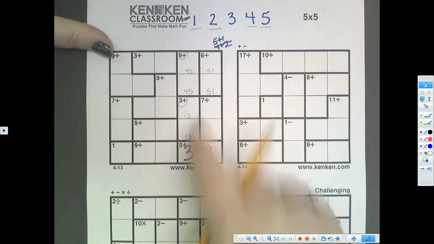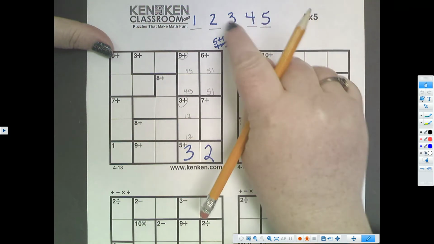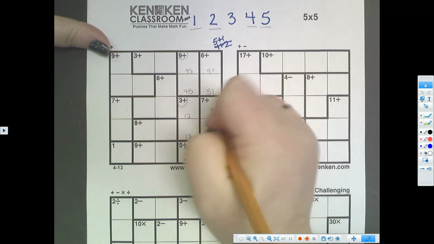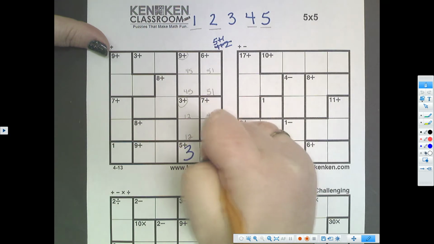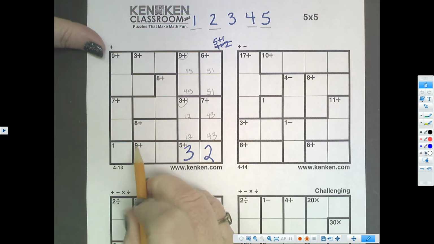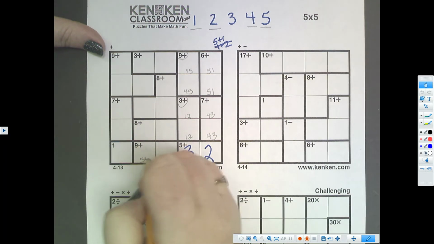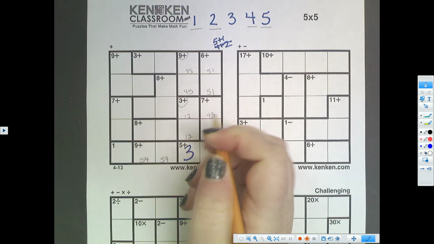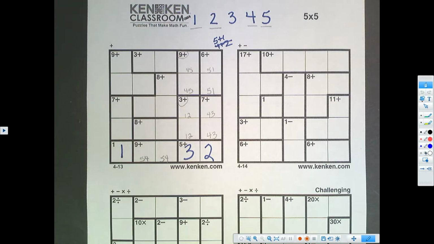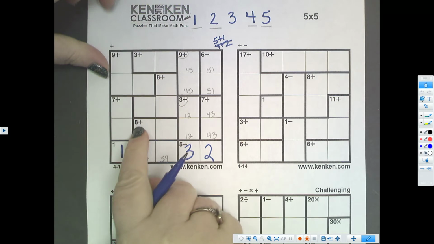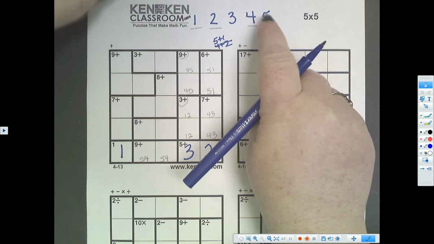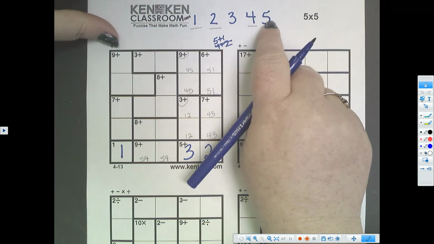All right, now we have 7, which would have to be either 4 plus 3 or 5 plus 2. I've already used the 5 and the 2, so that means this one would have to be 4 plus 3. Now if I look down at the bottom, I have another 9 plus, which tells me this one's going to be 5 plus 4. I don't have enough information to figure out which one goes where, but I do know that this is a 1. All right. Plus 8. Well, I can't do 4 plus 4, so I can do 5 plus 3 instead.